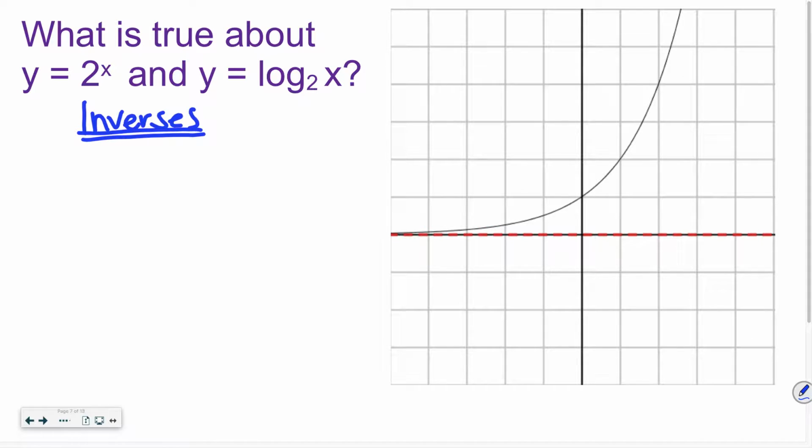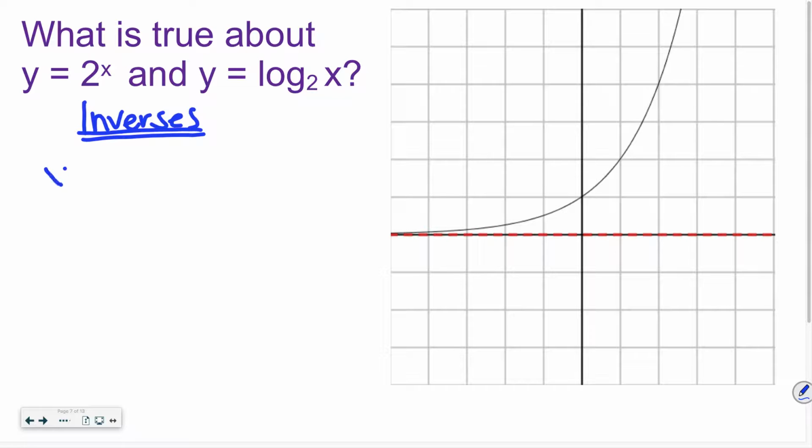Now, because an exponential equation and a logarithmic equation are inverses, that's why, like the log base 2 of 2, they undo each other. Log base 2 of 2 to the x, they undo each other to equal x. Okay, when we have inverses that are composed together, they undo each other.